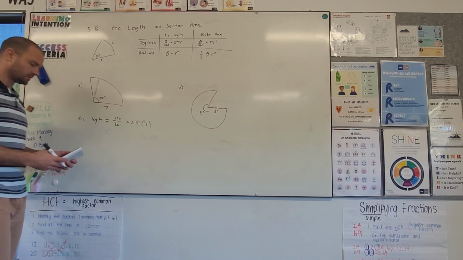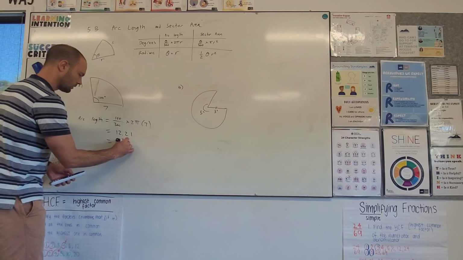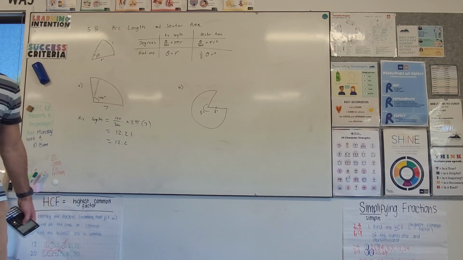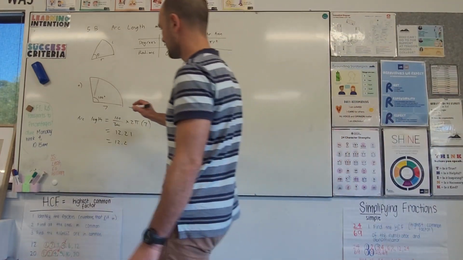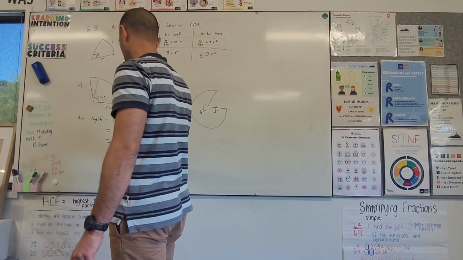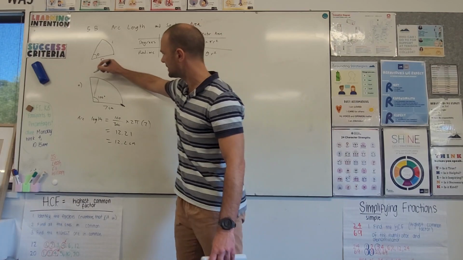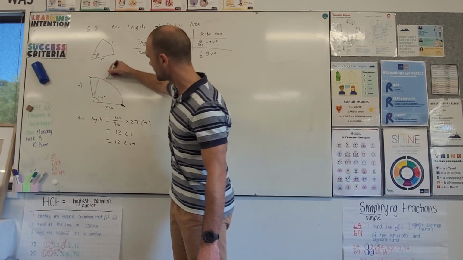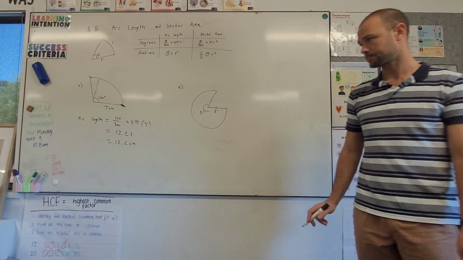And to convert it to a decimal, we've got 12.21, which is 12.2. And in our book, were we given a unit for that one? Centimetres. So this is 7 centimetres, so our answer is in centimetres. So what that means is the distance from here to here around the outside of the shape is 12.2 centimetres.